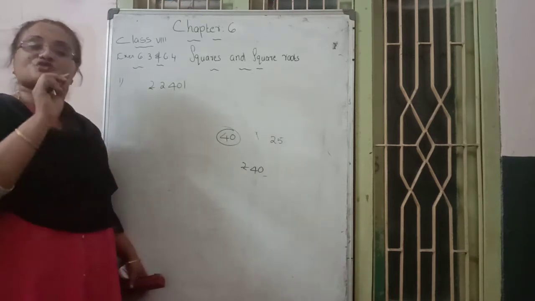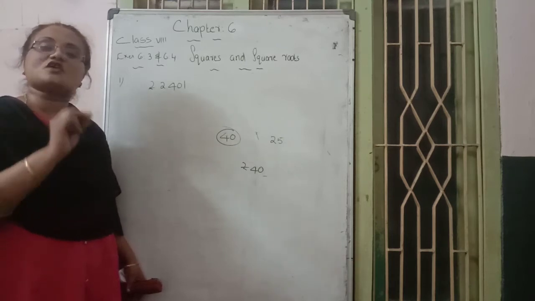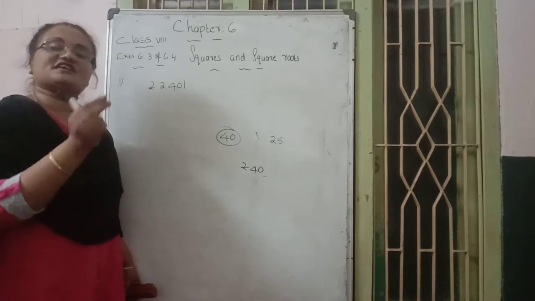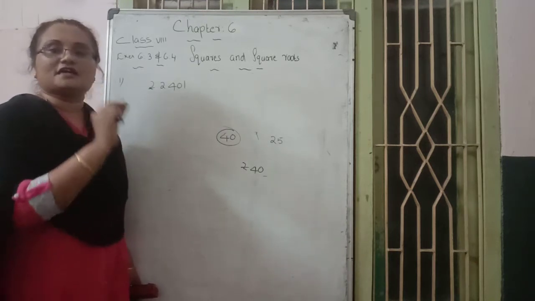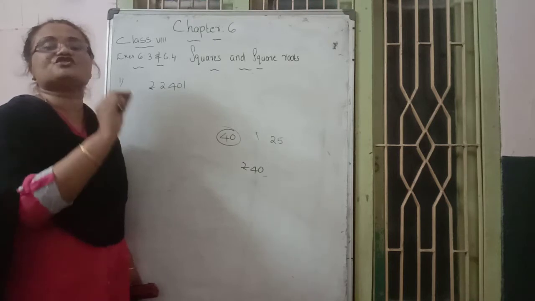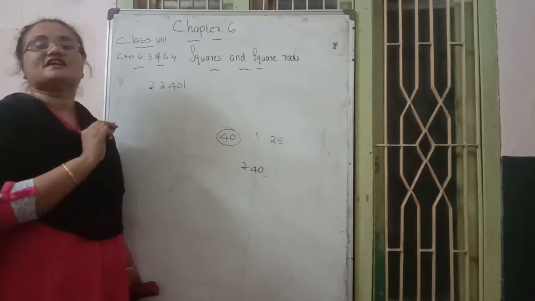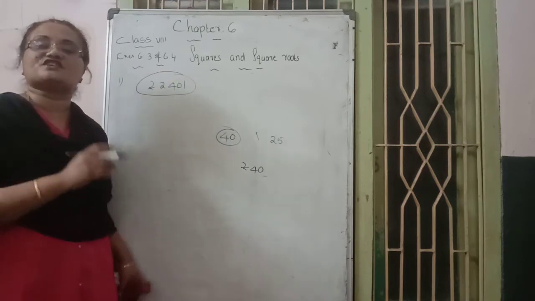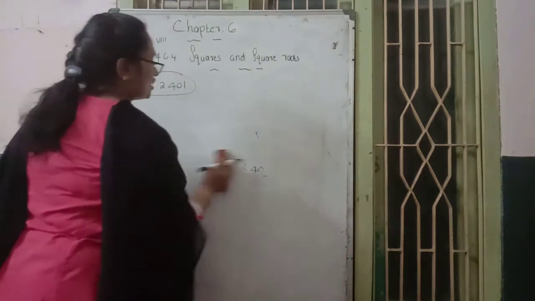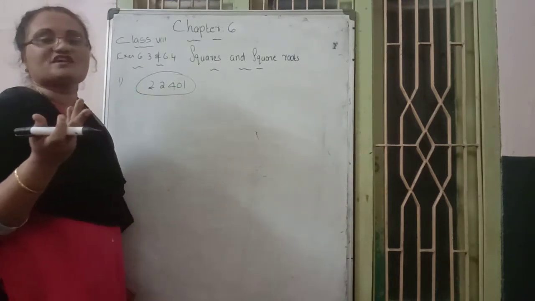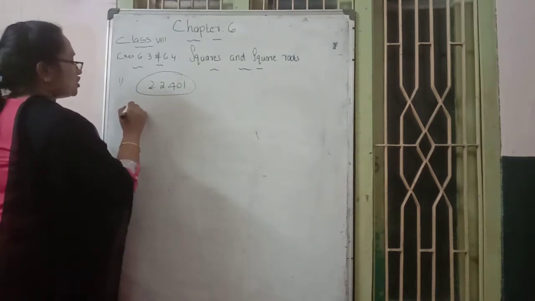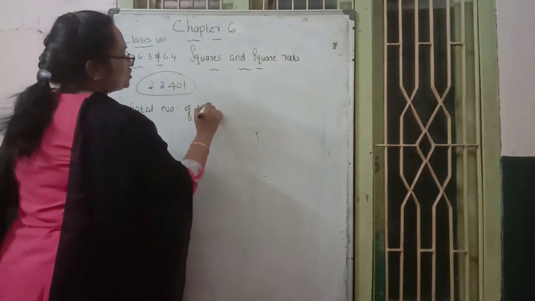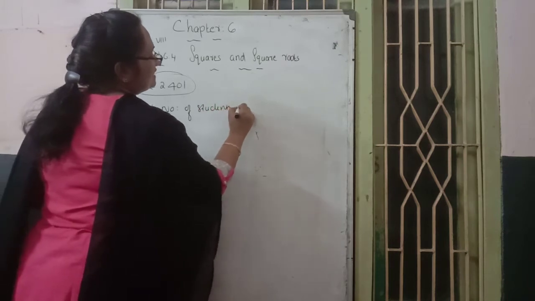That is the meaning. So here what we want to do is find out the number of students in that class, and then it is easy to say how many rupees each student donated to the relief fund. But the total amount is given as 2,401 rupees. So how to do? First, we don't know how many students are in that class, so we write the first step: total number of students in the class.